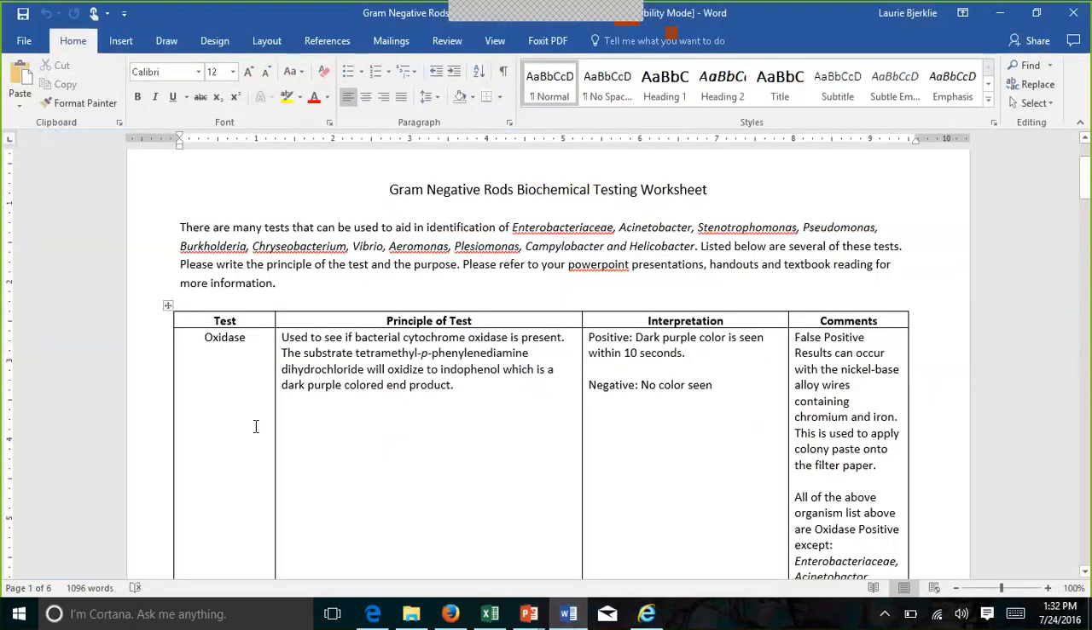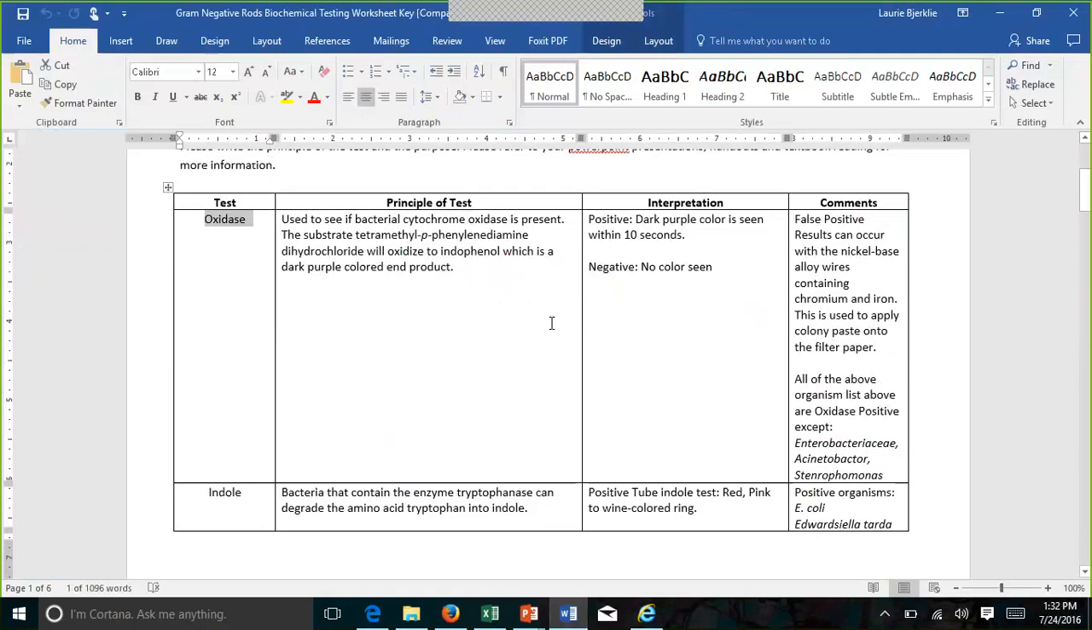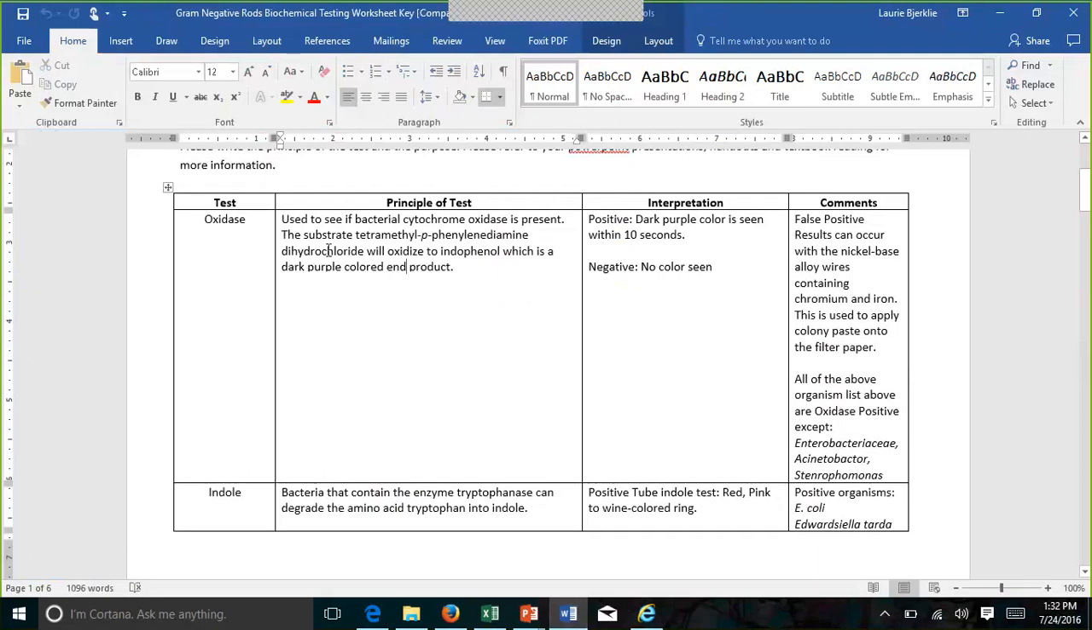And I brought up my biochemical testing worksheet that you guys are doing. So here right away you see oxidase is the first one on here. Again, purple is usually the positive, negative is no color. There is a couple other oxidase tests out there, but one of the more common ones has purple as the positive color. Remember, in this oxidase test, it's looking to see if the tetramethyl-p-phenylenediamine dihydrochloride, my God, that's a long name, will oxidize to indophenol, which is a dark purple colored reaction, essentially. So again, all Enterobacteriaceae are oxidase negative. That's part of their characteristics.